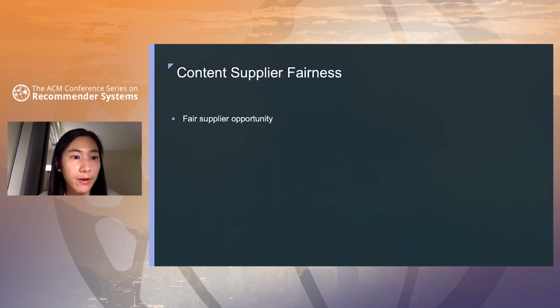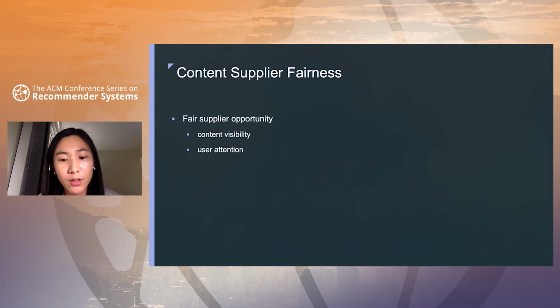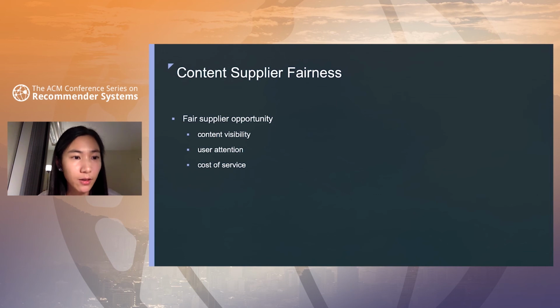So in terms of content supplier fairness, we need to ensure that there's fair supplier opportunity. So what does opportunity mean? It means that we should ensure fair content visibility, whether it's popular or unpopular content. We should make sure that they all have the chance to be exposed to the users. And at the same time, we want to make sure that the content, when exposed to the users, is receiving a fair chance of the user attention. So the first one is more about the treatment, the second one is more about the outcomes. And then finally, the cost of service again. So different content suppliers should be treated fairly in terms of paying for using the content provider platform.